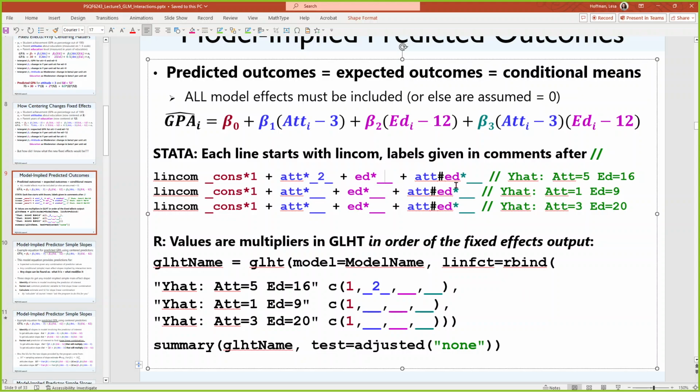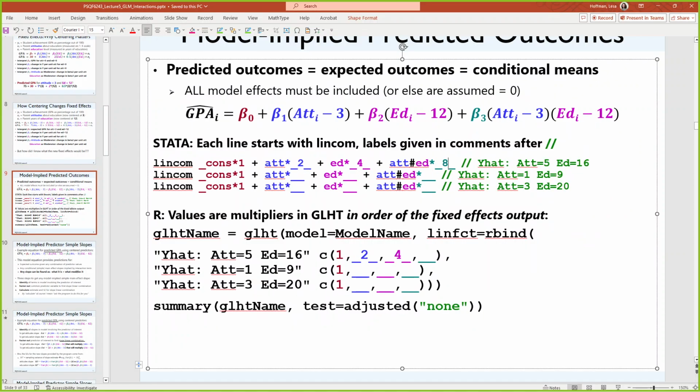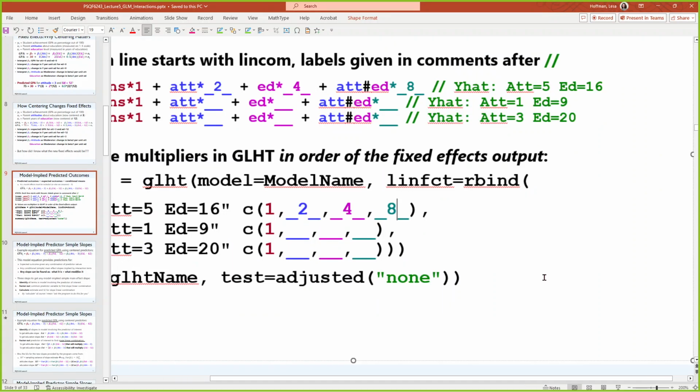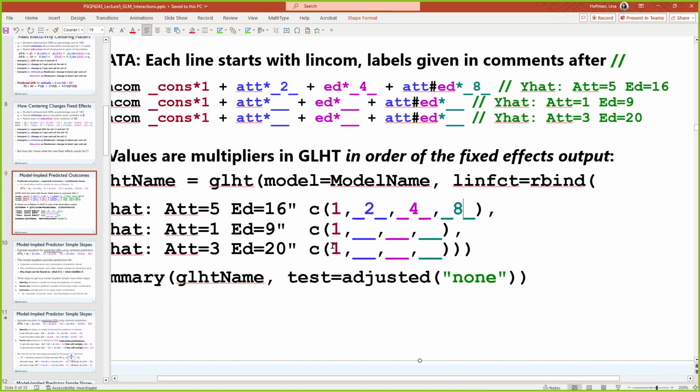If I want a prediction for someone with an education of 16, what goes here? 4. And here is 4 as well. Now, what goes in the interaction spot? 8, because 2 times 4 is 8. So I'll put 8. I didn't want you to make that smaller. There we go. 8. So this isn't so bad, right? We can do the other two.